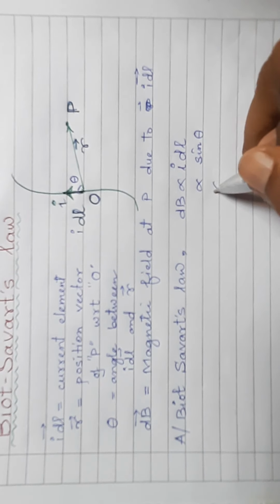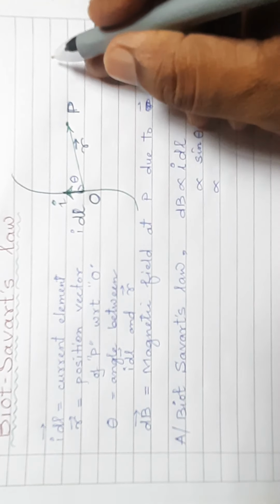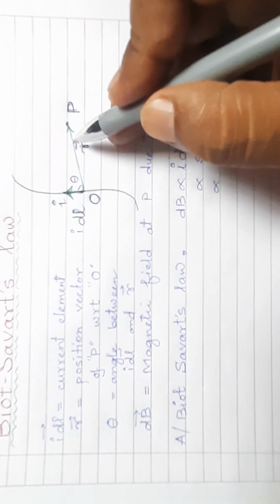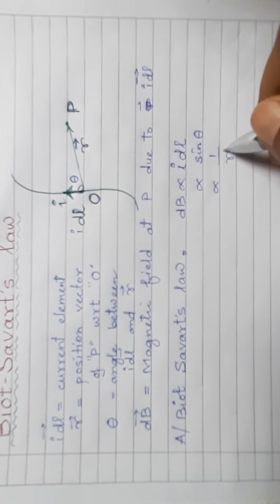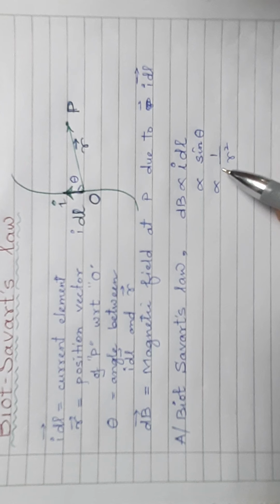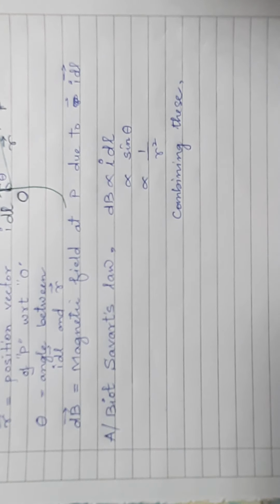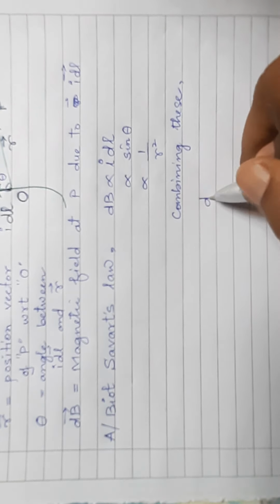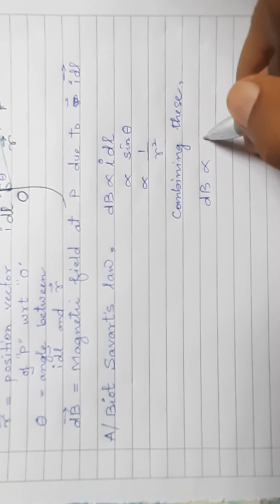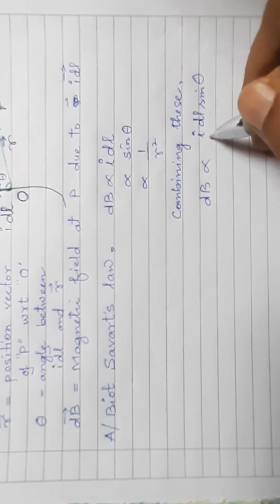Next, dB, the magnetic field, also depends on distance. Obviously when the distance is more, magnetic field will be less. When distance is less, magnetic field will be more. It is found that the relation is dB proportional to 1 by r square. This means when distance increases, magnetic field decreases very rapidly. Now combining these, we have dB proportional to Idl sine theta by r square.